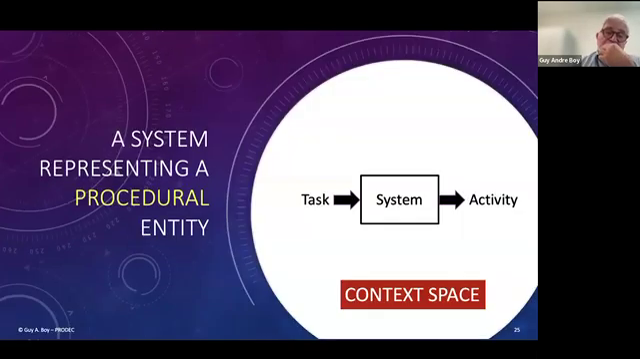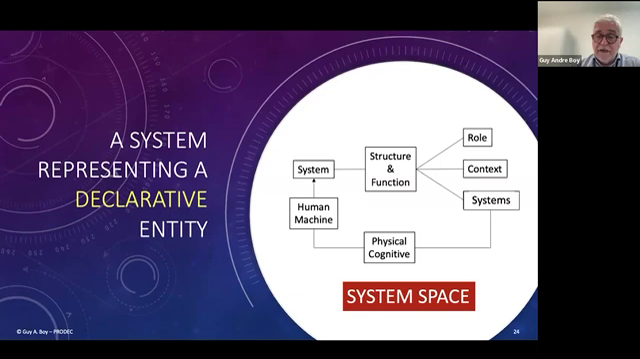Then let me enter into more fundamental stuff. A system could be used to represent a procedural entity. So in fact, a system transforms a task into an activity. You remember, prescribed task, effective activity. And that defines the context space, in fact.